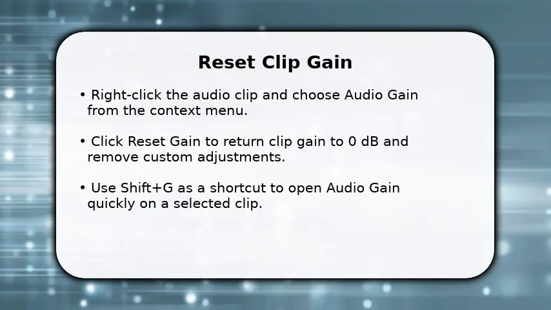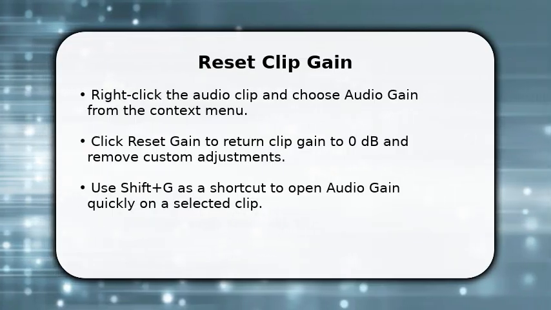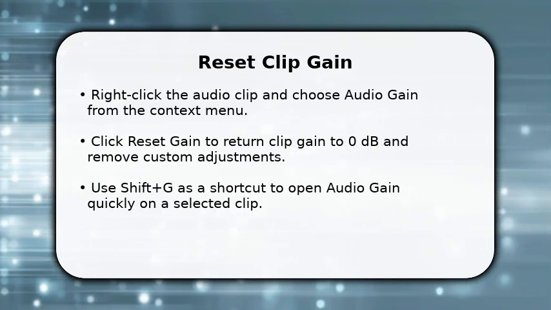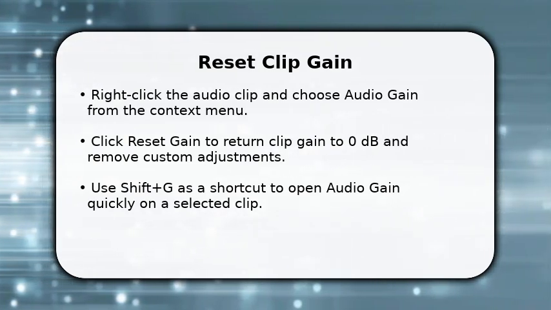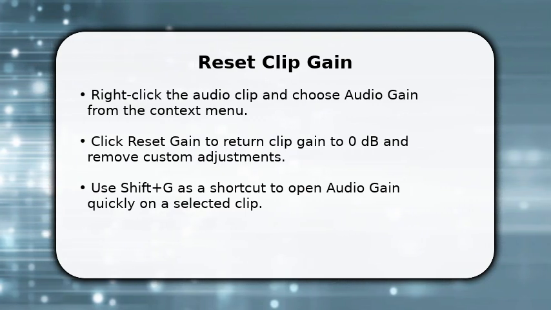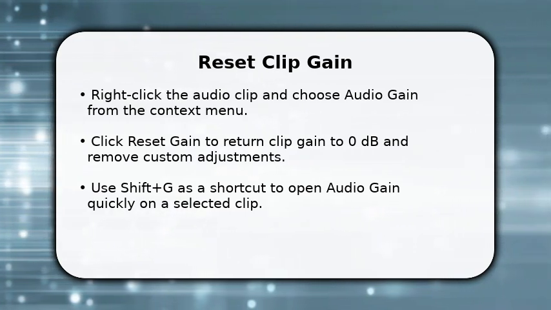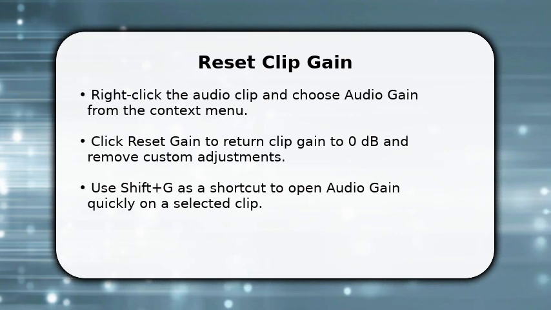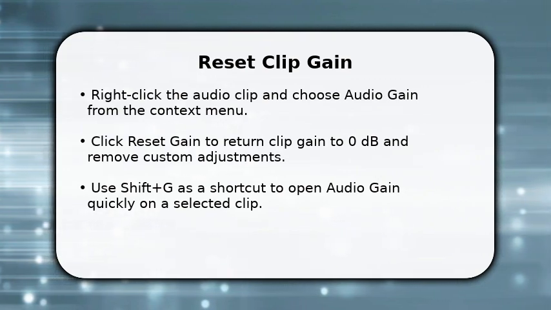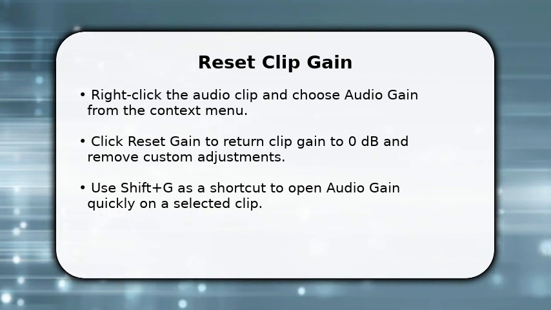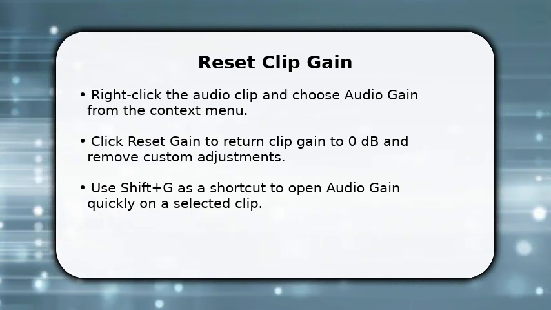Start by selecting the audio clip you want to fix in Premiere Pro. Right-click the audio clip and choose Audio Gain from the context menu. The Audio Gain dialog opens with options to set gain, normalize, or reset adjustments. Click Reset Gain to return clip gain to 0 dB and remove custom adjustments.